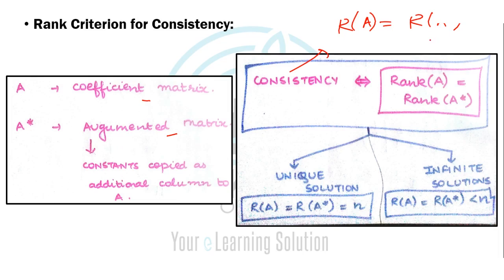With a consistent system, you can have two types of solution. One is a unique solution, the other is an infinite solution. A unique solution would imply that the rank of A is equal to the rank of A star, which is equal to the number of unknowns. Whereas in an infinite solution, the ranks would be equal but would be less than the number of unknowns.